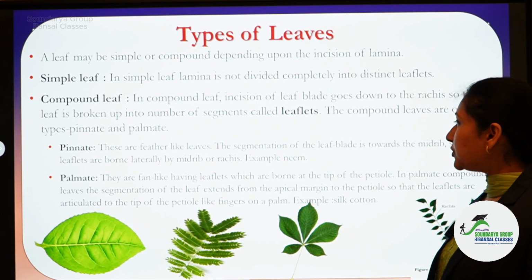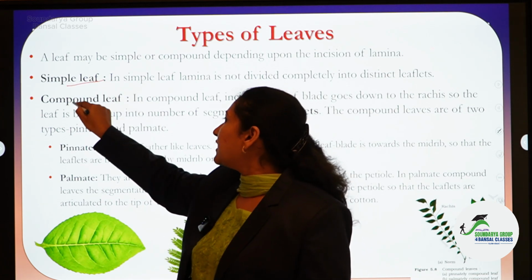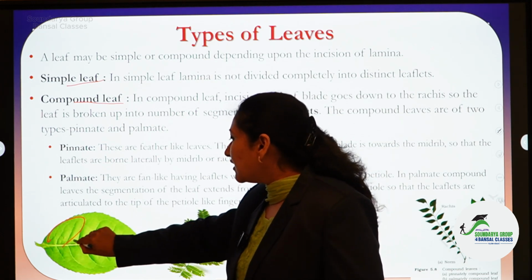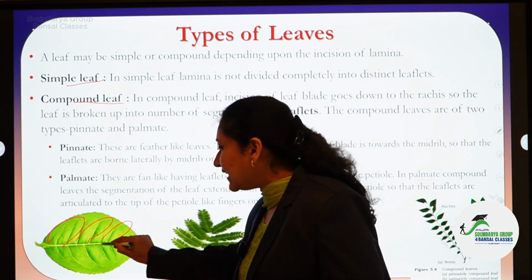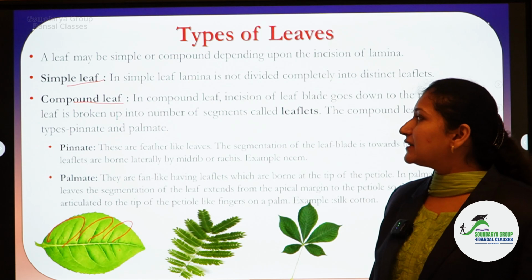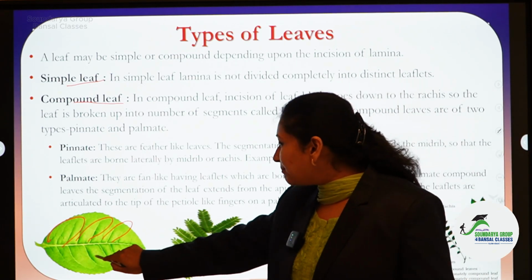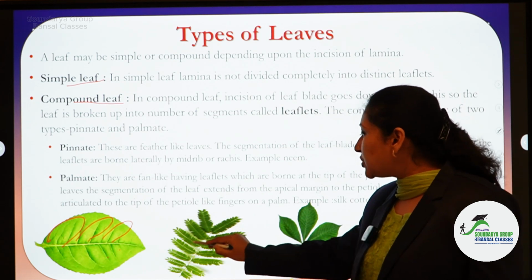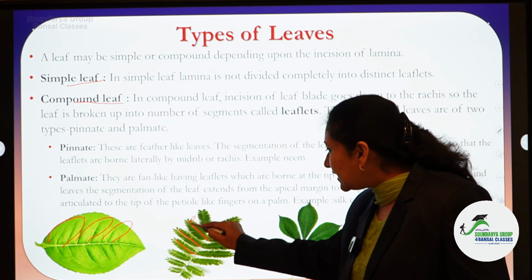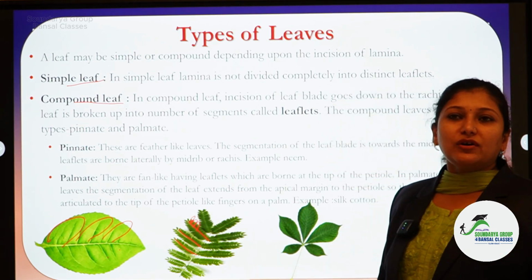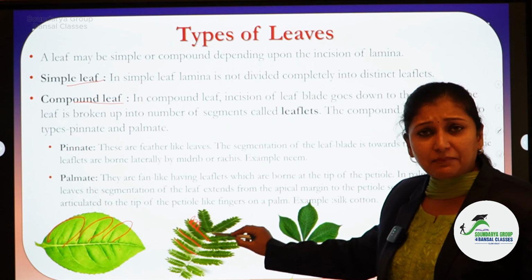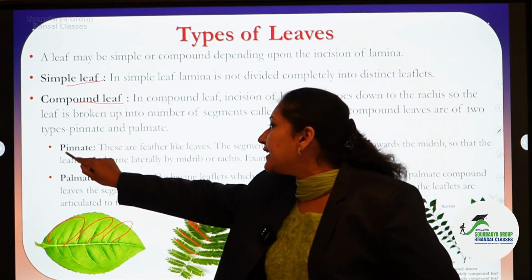Then types of leaves. We have two main types of leaf, simple leaf and compound leaf. This is a simple leaf, but if you have incisions like this, as if cutting it with scissors, dividing it into smaller leaflets, then we call it a compound leaf. So this is the simple one. In this you are making incisions towards the midrib, where you have complete leaflets developed like this. You can see this is a feather-like arrangement.